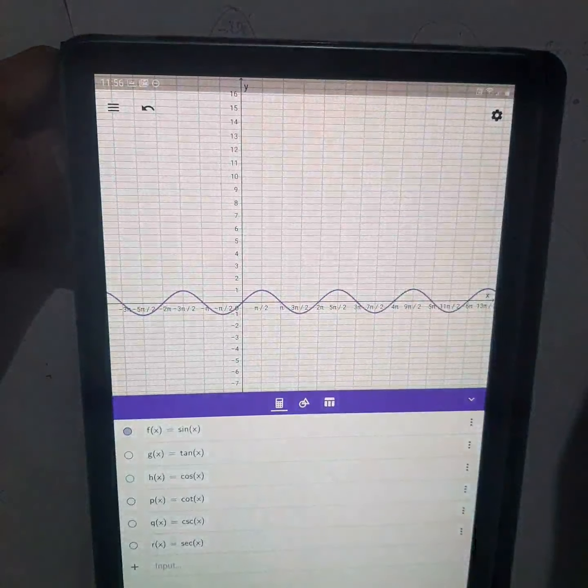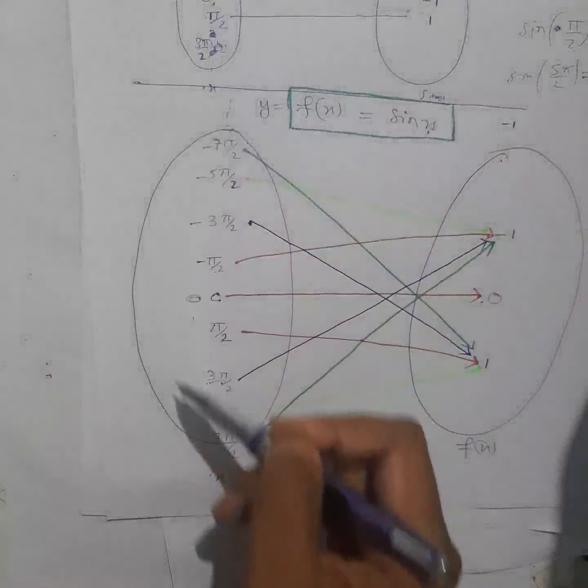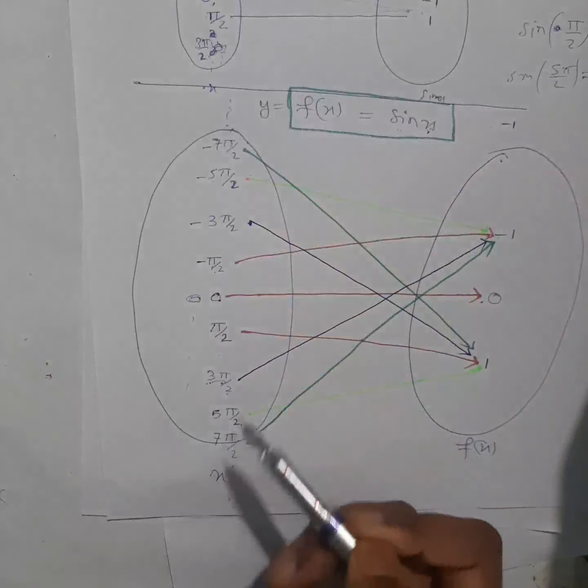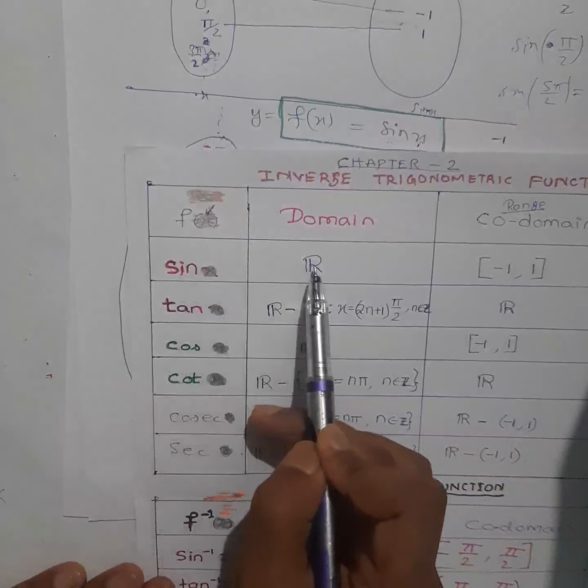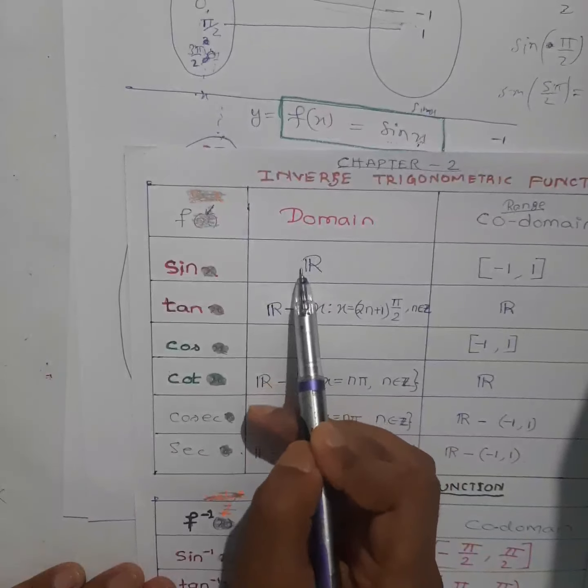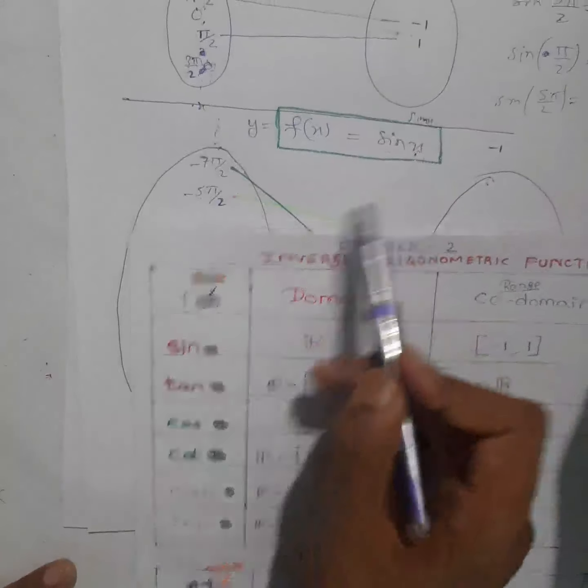Okay, so see carefully. So we got the domain here, right? What is the domain of sine function? The domain, I have already given you this one. The domain of sine function is R. All the real numbers, just now I have already shown you.